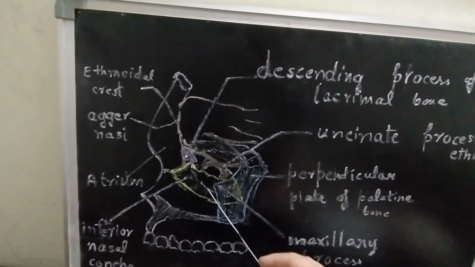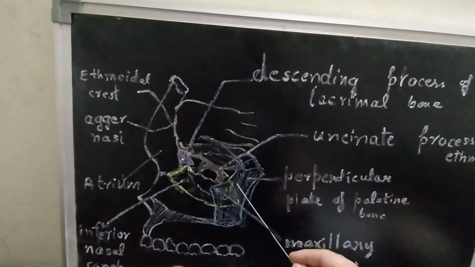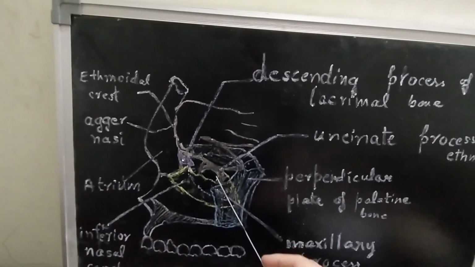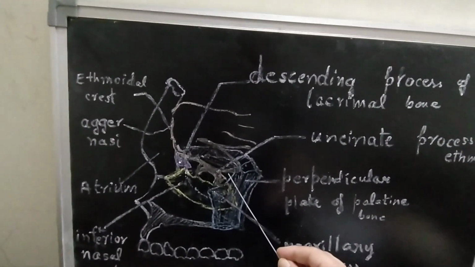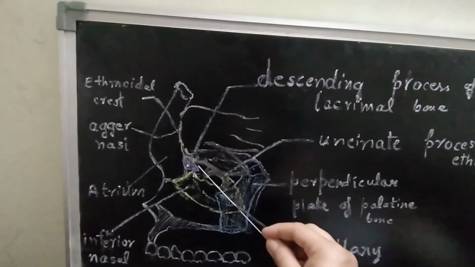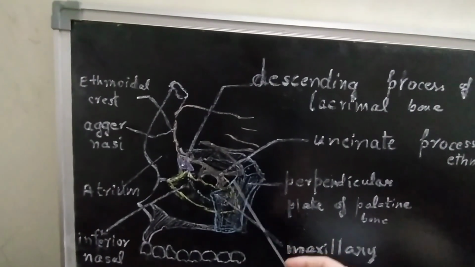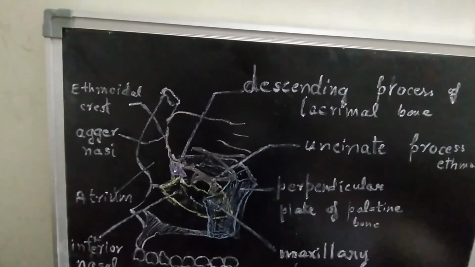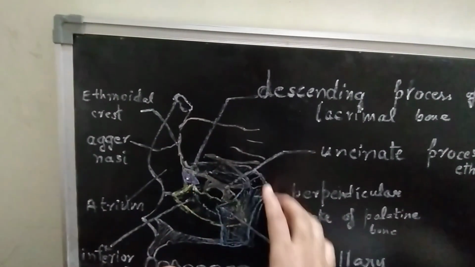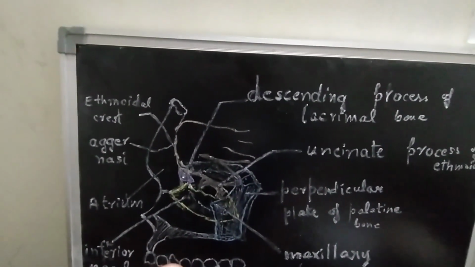So this is how this maxillary hiatus is reduced in size. There are two small openings, one below the uncinate process and one above the uncinate process, through which this maxillary sinus opens into the middle meatus through the hiatus semilunaris. So this is the reduction of the maxillary hiatus.